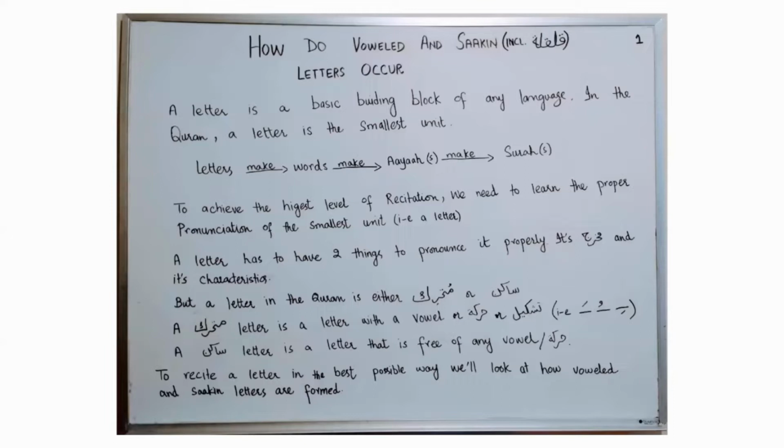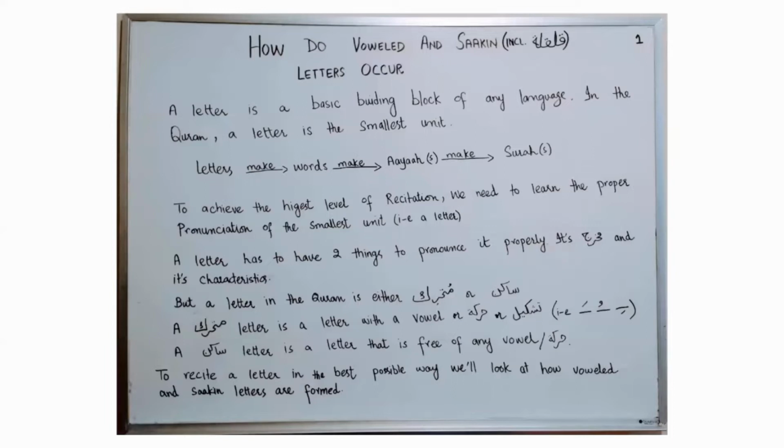is a letter. For the proper pronunciation of a letter, its makhraj and sifat are very important, and we have already discussed them. And we know that even if one of them is missing, we cannot give the proper pronunciation of that letter. But the letters in the Quran are either Mutaharrik, voweled, or Saakin, non-voweled.